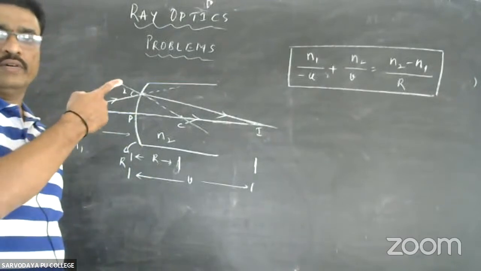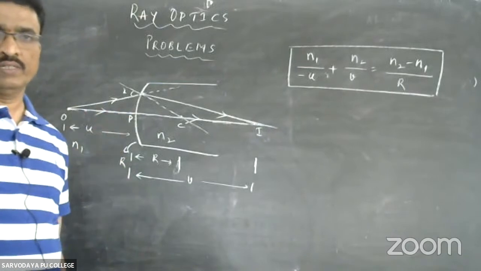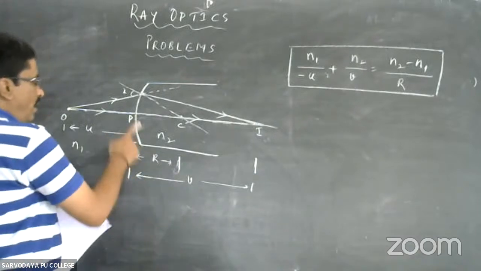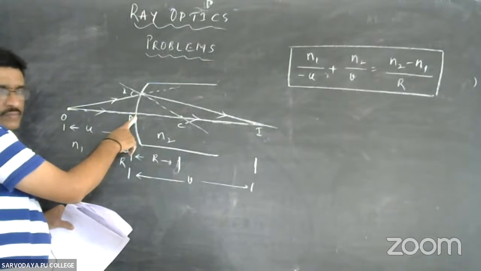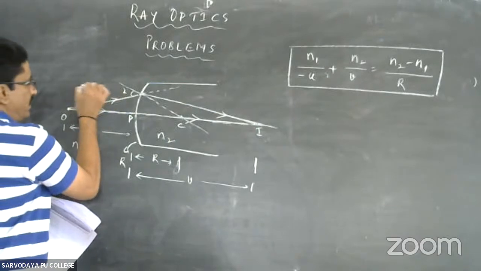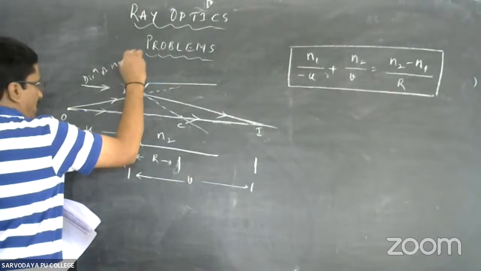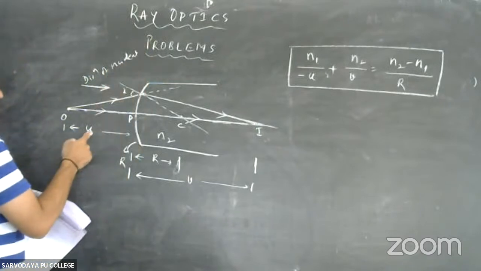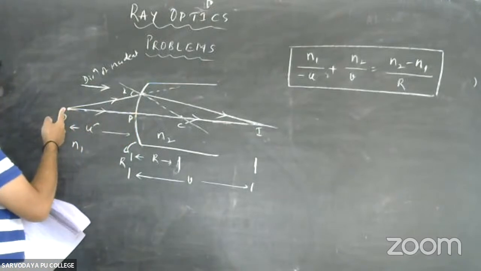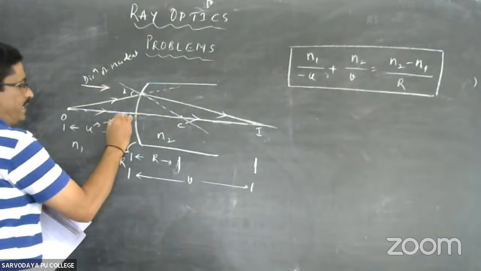But while we are deriving it, we have used sign conventions, Cartesian sign conventions. You will observe that since it is considering the refraction at a spherical surface, all distances must be measured from the pole and along the principal axis. But this is the direction of the incident light. Once you consider this u, to measure it we have to move from the pole to this point, but our direction of measurement will be opposite to the direction of incident light. Therefore, this u will be negative.